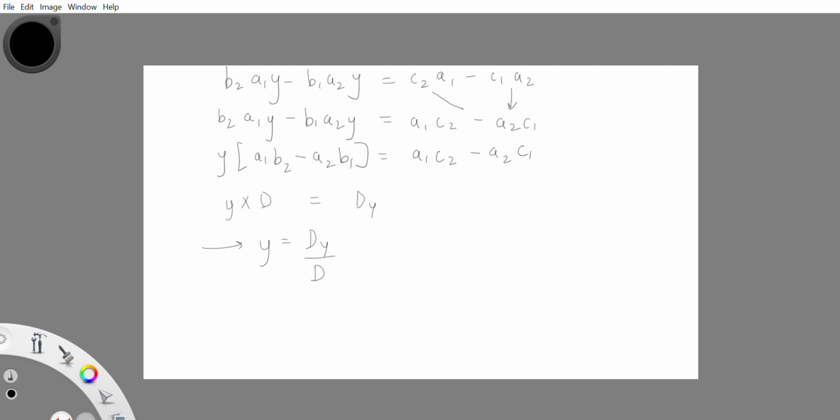Now similarly, if you eliminate y and try to find the value of x, you're going to get x is equal to dx divided by d, and this is how we find the solution of linear equations in two variables using Cramer's rule. Now in the next section we are going to use some examples to make sure you understand how to actually apply this method to real problems, using different kinds of questions and numbers which are very high in value, and show why Cramer's rule is much more effective than the substitution or elimination method. This section will end now.